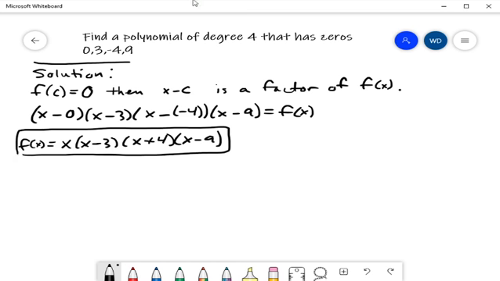Okay, these are easy. Now, if it said it wanted a degree higher than this, we might add multiplicity. If it had said that the zero 3 had multiplicity 2, then we'd have to put an exponent of 2 above the x minus 3, that kind of thing. Okay, but this is all we have to do to this one.